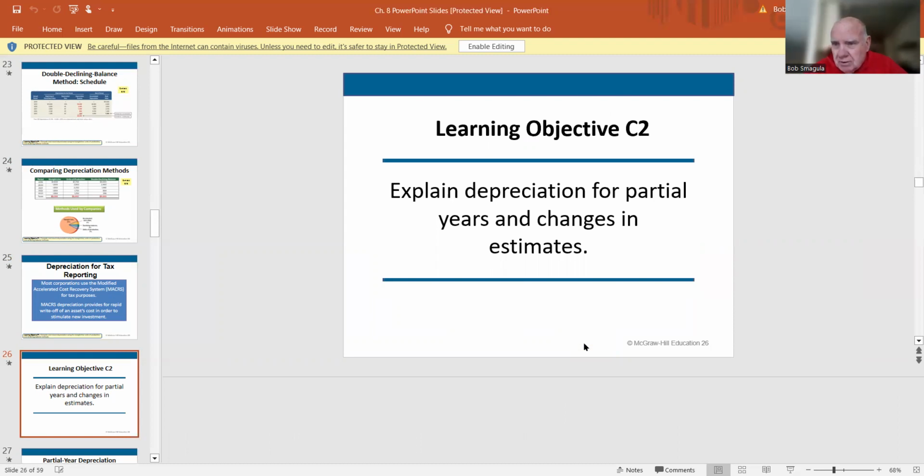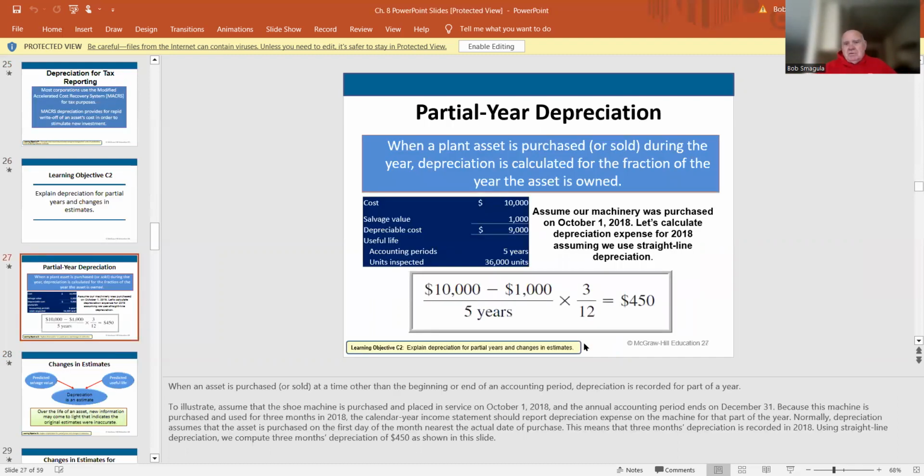Explain depreciation for partial years and changes in estimates. Good gosh. But take a look. Partial year depreciation. When a plant asset is bought during the year, the depreciation is calculated just for that fraction of the year that it was owned. So here they're giving us the same information again, only this time, assume our machinery was purchased on October 1st. Let's calculate using straight line.